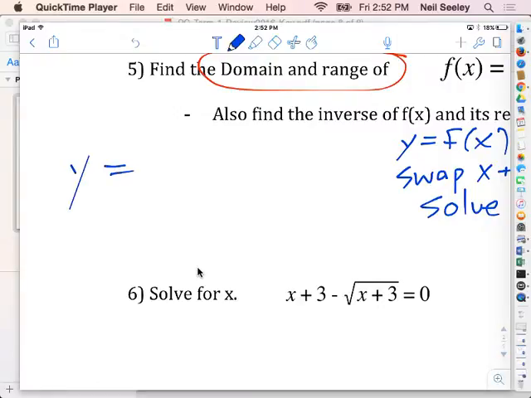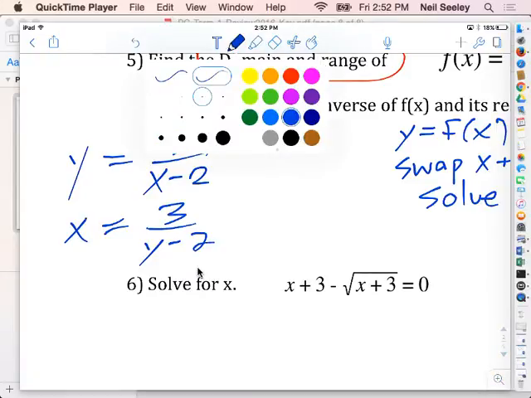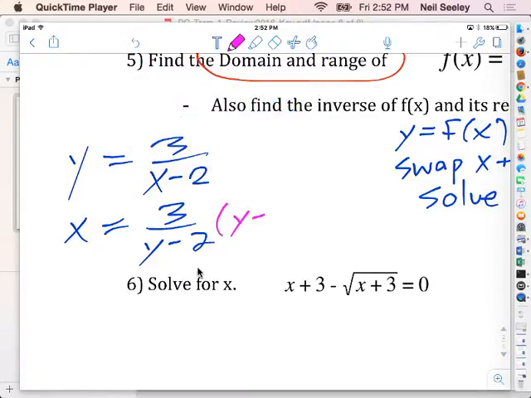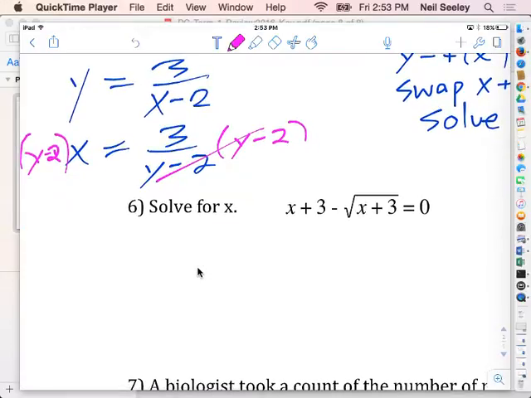y equals 3 over x minus 2 is step 1. Swap x and y, so now x equals 3 over y minus 2. I do not like fractions, so I multiply by the denominator. Now, some of you remember I said you could swap those guys and put the x on the bottom and the y minus 2 on the right. That's actually good too. I would like to do that as well. But that's the idea, is canceling that out. And ultimately, I want to get y by itself. So you get y minus 2 times x equals 3. And then you divide both sides by x.